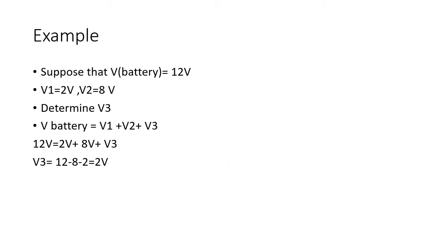Example. Suppose that the voltage across the battery equals 12 volts. V1 equals 2 volts and V2 equals 8 volts. If you are asked to determine V3, according to the law of addition of voltage in series circuit, V battery equals V1 plus V2 plus V3. So 12 volts equals 2 volts plus 8 plus V3. Consequently, V3 equals 2 volts.